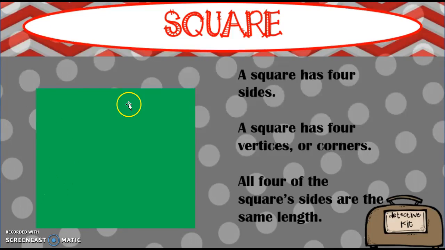Our first shape that we're looking at is the square. Here is the square, the green square. A square has 4 sides. A square has 4 vertices or corners. And all 4 of the square sides are the same length.